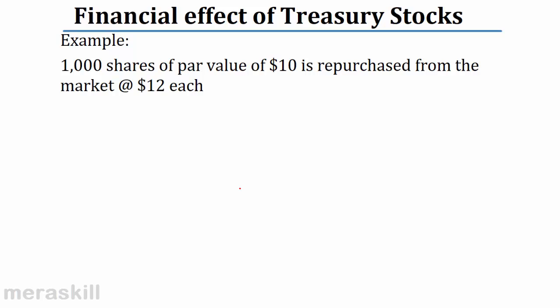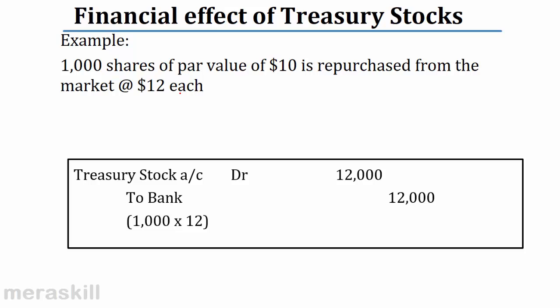Now, 1000 shares of par value 10 is purchased from the market at $12. What would be the entry? Treasury stock, we purchase it at 12, to bank 12. But we are talking of 1000 shares. So treasury stock would be 1000 into 12, right? 1000 into 12, to bank 1000 into 12.